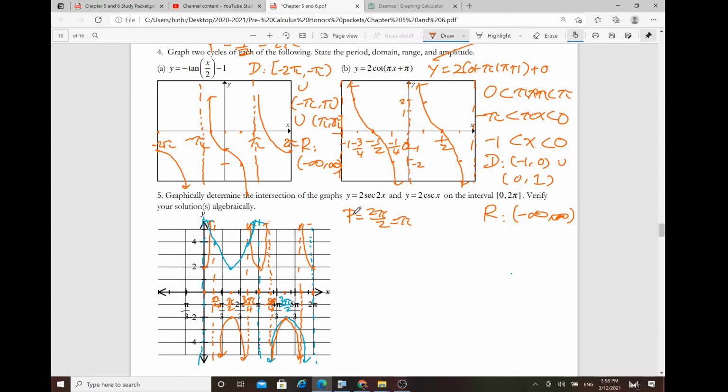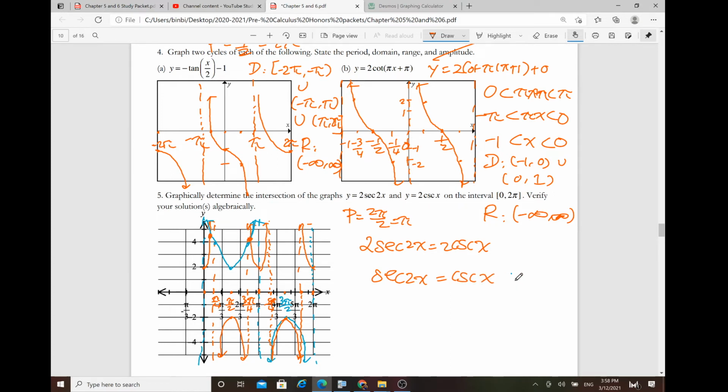So now let's try to evaluate it algebraically. It's hard to tell from the graph. So it looks like we have one point where they intersect. Here's another one, so kind of symmetrical. And then also the one right here. So we're going to investigate by using the algebraic form. So 2 secant of 2x equals 2 cosecant of x. So in other words, secant of 2x is the same as cosecant of x.